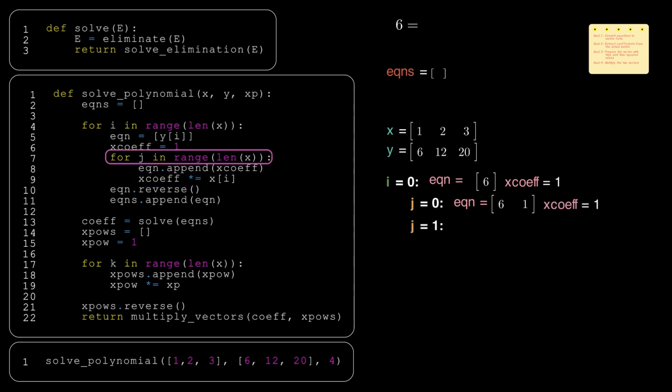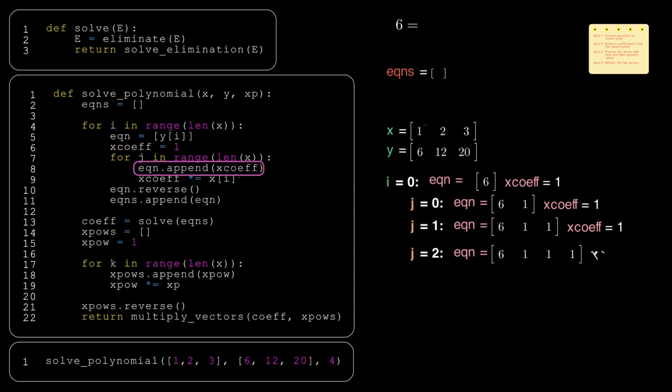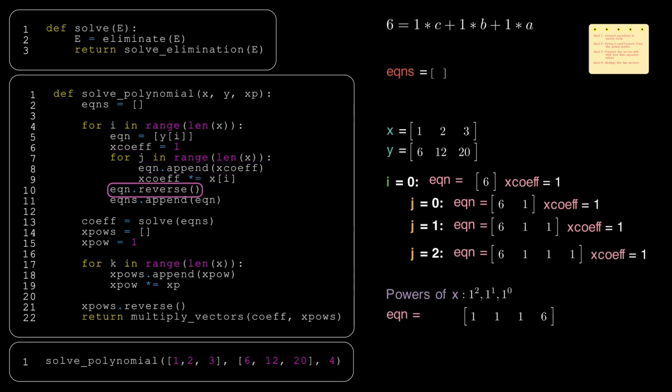In the second iteration, the next power of the time value, 1 to the power 1, is appended to the equation. x_f is multiplied again by 1, resulting in 1 square. In the third and final iteration, the highest power of the time value, 1 square, is added to the equation, and x_f is updated again. Next, we reverse the equation to align the powers of x properly, such that the highest power comes first, and then add it to the equations.